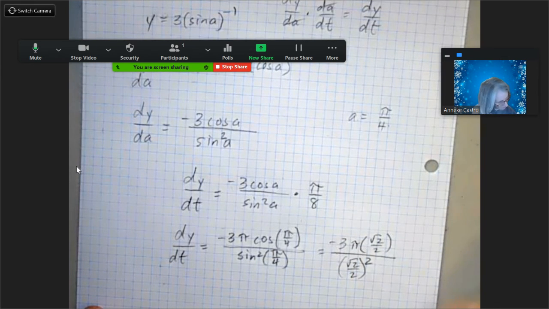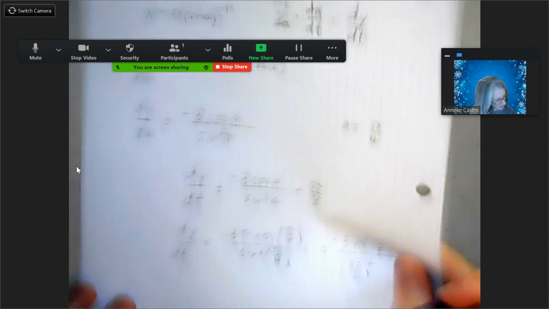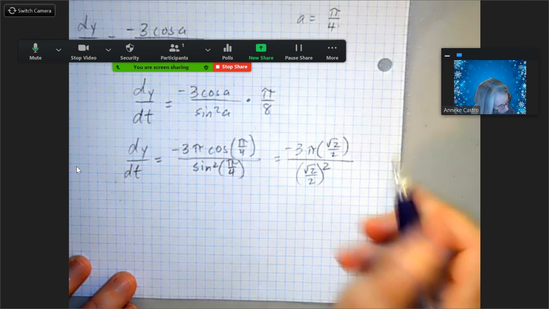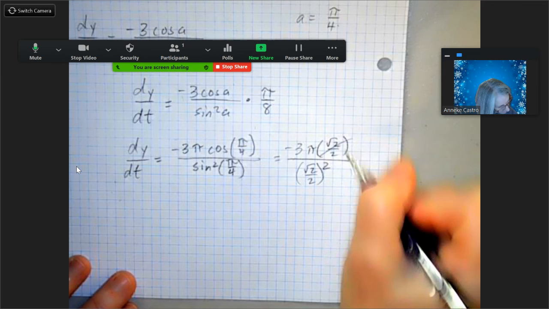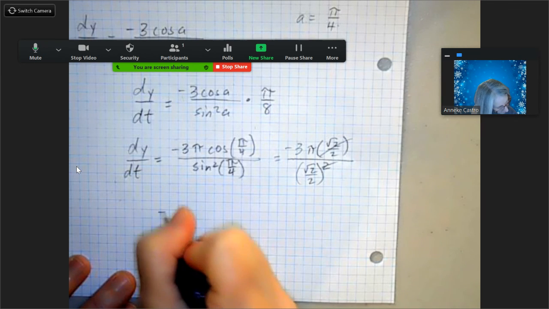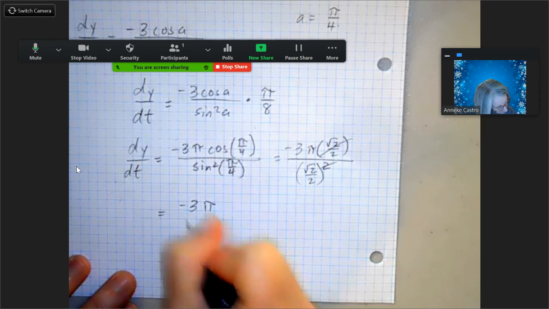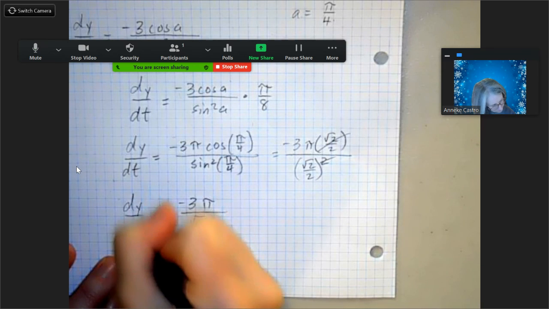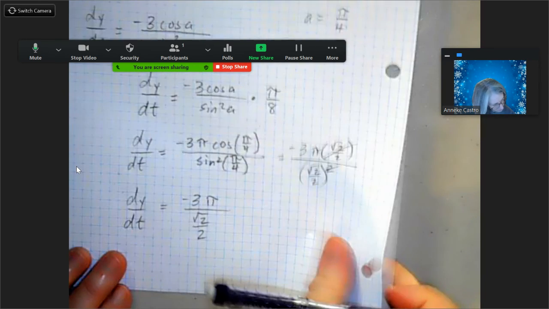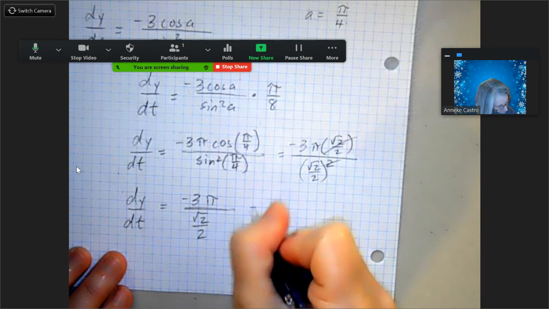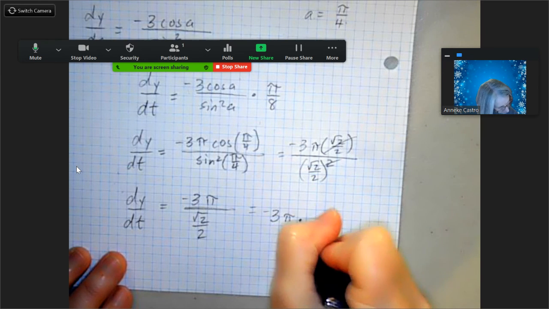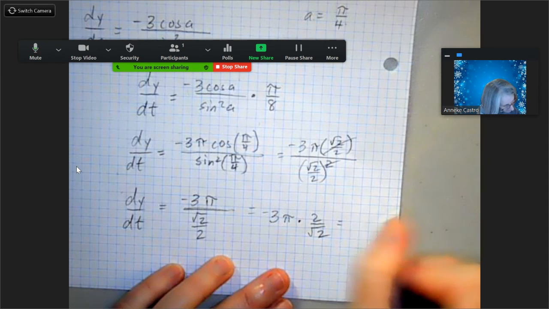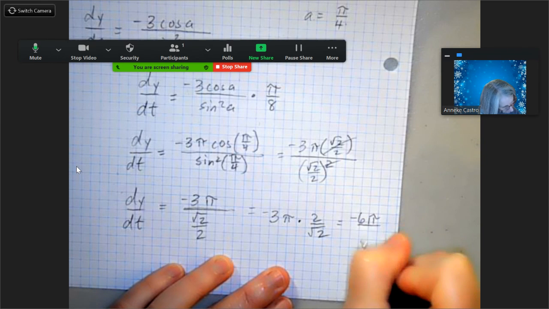Okay, and now I can simplify this. I have root 2 over 2 over root 2 over 2 squared, so I'm going to be able to reduce out one of these. This one and one of these is going to reduce out. So I have negative 3 pi divided by root 2 over 2. That's my dy dt. And I'm dividing by a fraction, so I can multiply by the reciprocal, which would be 2 over root 2. And so I end up with negative 6 pi over the square root of 2.